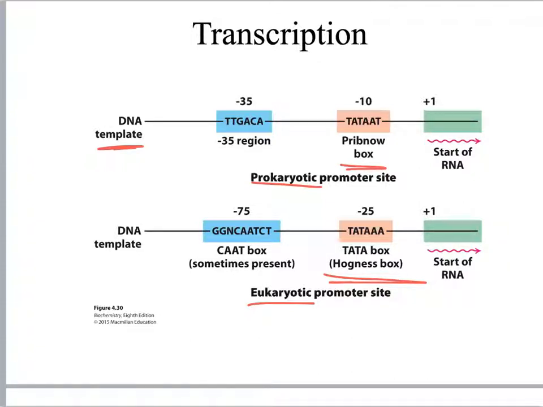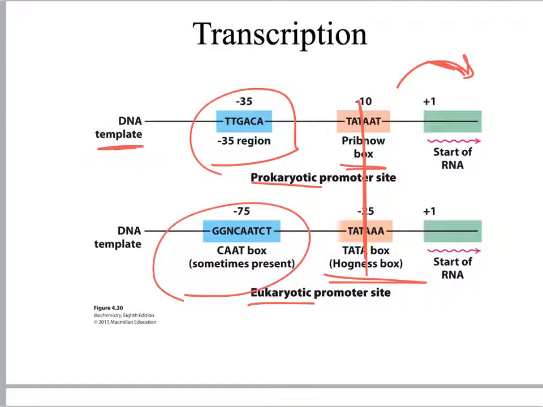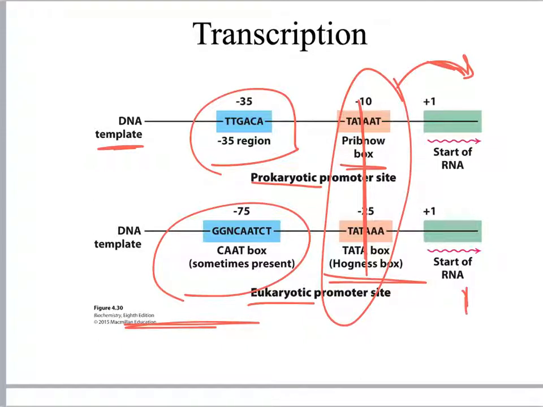And transcription will actually begin upstream from where that promoter is. You can have other regions present, and some more common ones are the -35 region in prokaryotes, and sometimes you have a box present in eukaryotes. There are other things that can come up here, but the main important thing is that you have this promoter. That's where you bind, and that promoter indicates where the start of the RNA synthesis is going to be.